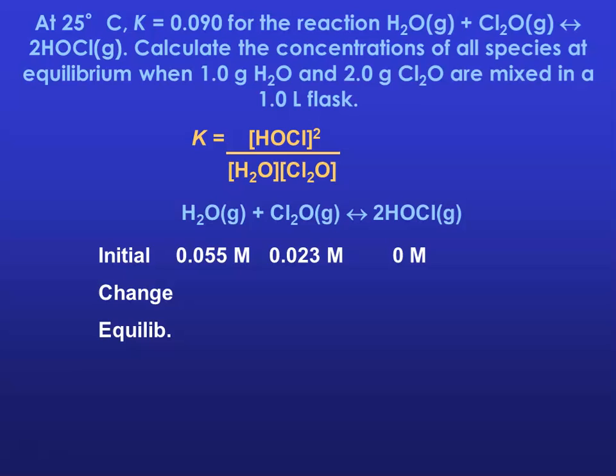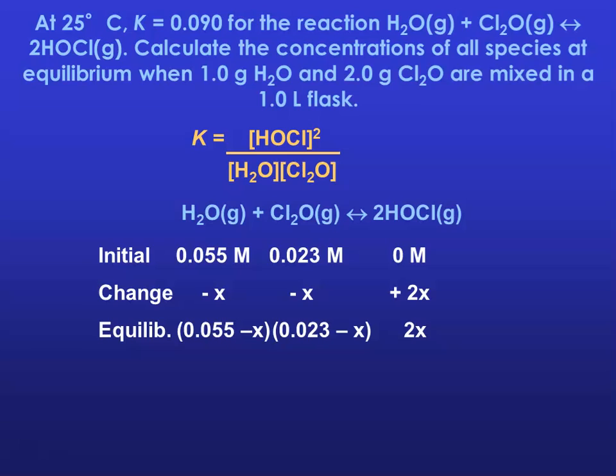I have no products, and my K is not 0, so I have to shift. My Q would be 0 because products over reactants, if you have nothing in the numerator, your Q is going to be 0. Your reaction is going to have to shift towards the products in order to reach equilibrium, which means water is going to go down, dichlorine monoxide is going to go down, and the HOCl is going to increase by a factor of 2x. So at equilibrium, if I add the initial and changes together, I get water's equilibrium concentration, dichlorine monoxide's equilibrium concentration, and HOCl's equilibrium concentration.